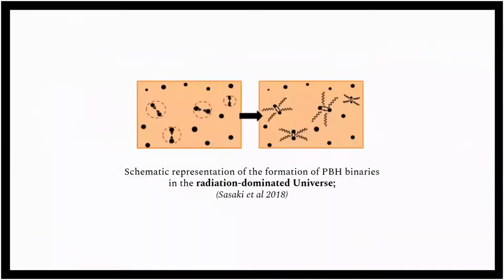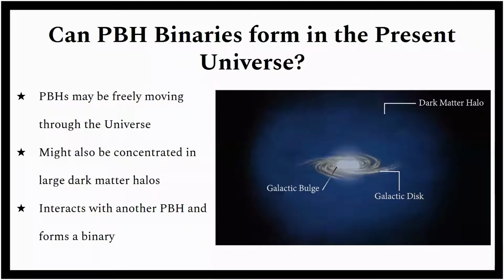So this was if they form binaries in the early universe, and in the present day universe, they can also form binaries. But obviously, when they form, they're single objects. But then they interact with each other and they tend to form a binary. And sorry, what was the second part of the question? The second part is similar.